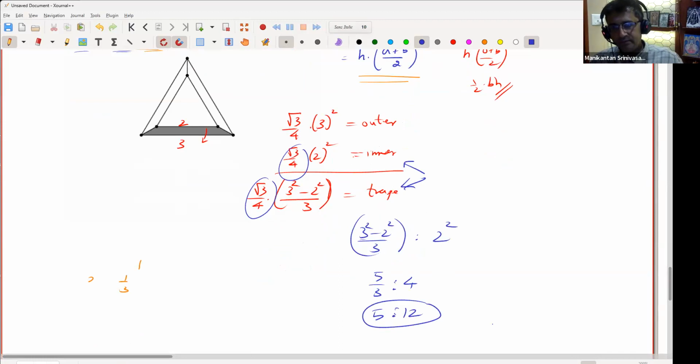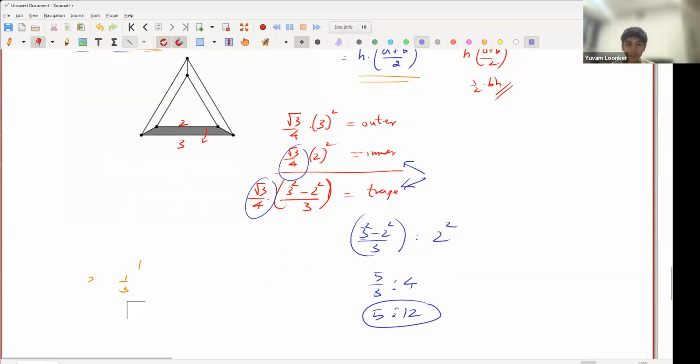Where did you go wrong? Sir, I didn't take them as 2 and 3. I took the bigger triangle as x, and the smaller triangle as 2 by 3x. Then I did (x minus 2 upon 3x) divided by 3 is equal to y, which is one of the trapeziums.